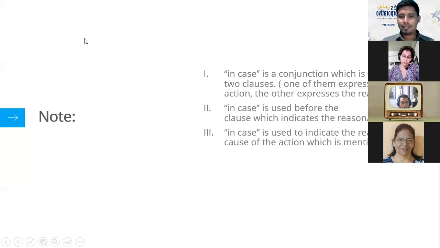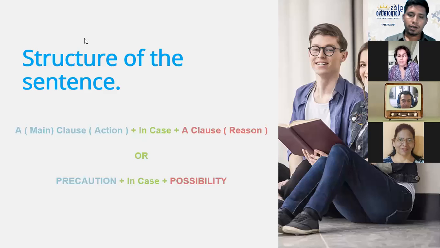because these are important. In case, it says that it is a conjunction which is used to join clauses. In this case, a dependent sentence and an independent sentence. When we use in case, one of the sentences is going to express an action and the other one is going to express a reason of something. It says that in case is used before a clause which indicates the reasoning cause. And also, in case is used to indicate, as I was telling you before, the cause of an action which is mentioned before. Here we have the structure, how we construct this kind of sentence. We have the main clause and the reason, in this case, that's going to be the dependent sentence.